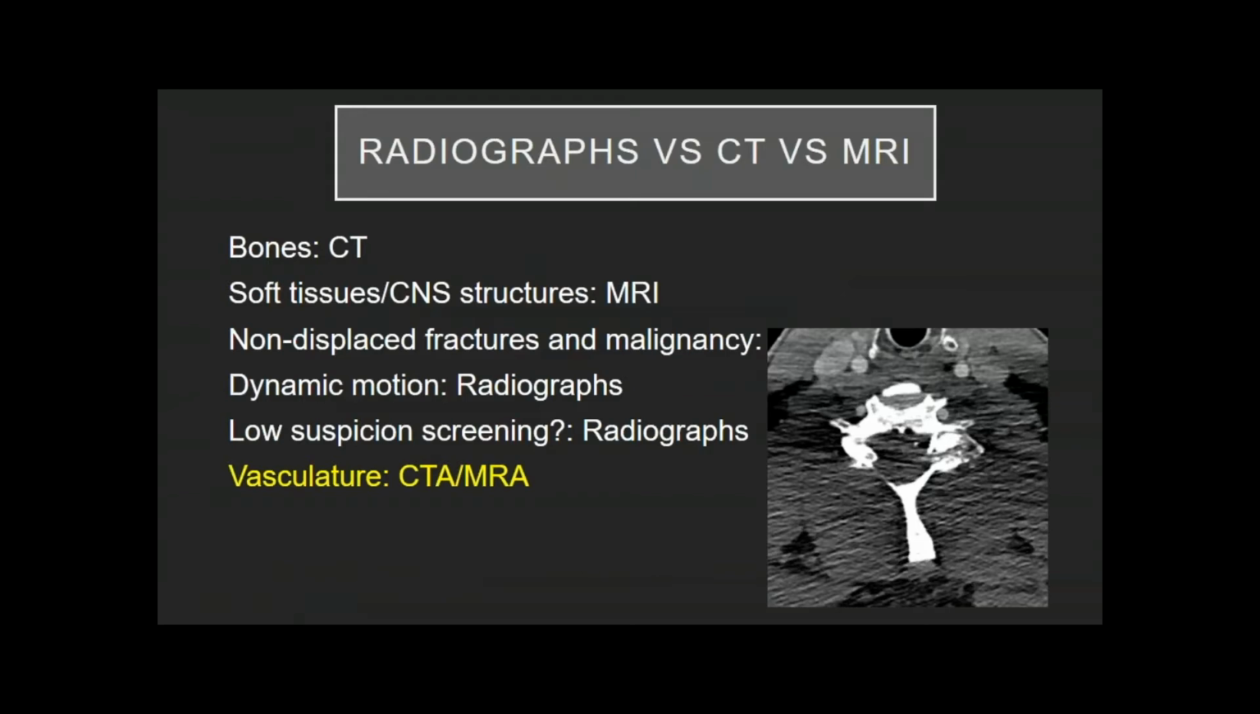All right, and then vasculature, you would use either a CTA or an MRA. In the setting of trauma, if you want to get two birds with one stone and you want to look for fractures as well as vascular injury, you're going to order a CTA. This is just an example of a patient that has a facet injury here, and you can see that the vessels are okay.